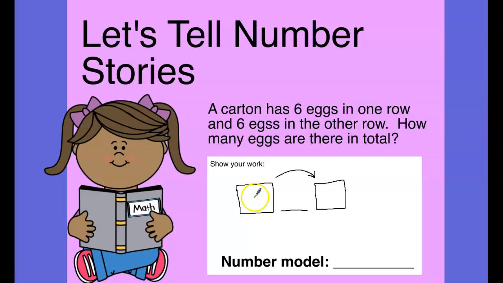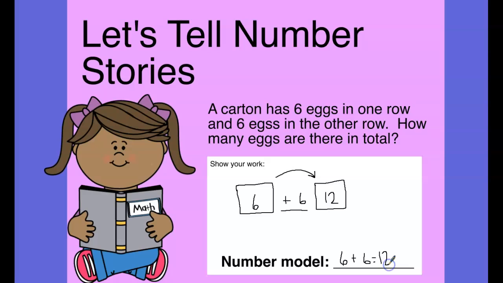So I started with 6 in one row. I added 6 in the other row. So my ending number is 12. 6 plus 6 equals 12.